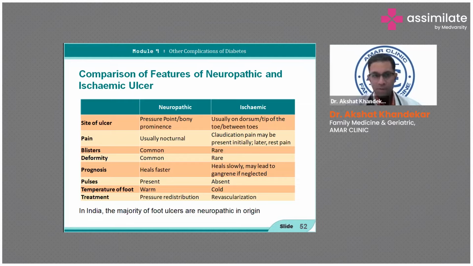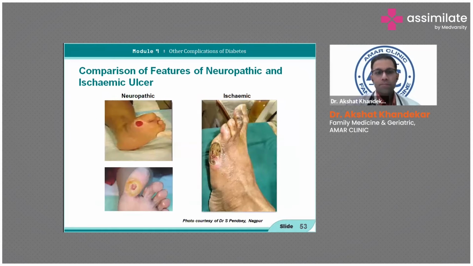The pulses are absent, and the temperature of the foot is cold and warm, as you can see. Treatment for neuropathic is usually pressure distribution and local measures. And here you need to go for revascularization and also recanalization of the lower arterial system. In India, the majority of foot ulcers are neuropathic in origin.